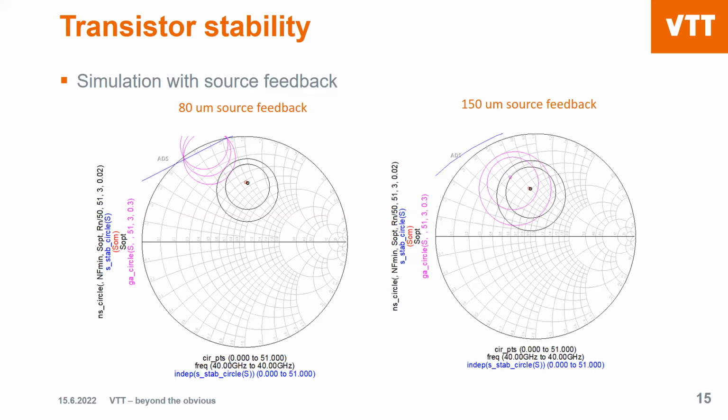And then there's the optimum noise match and the Sopt, which is the traditional measure. On the right-hand side, with the 150 micron source feedback, the whole Smith chart is stable, so the blue circle is outside of the Smith chart. I think we should now start by matching the input of the transistor with this 150 micron source feedback, so that we have a stable transistor.